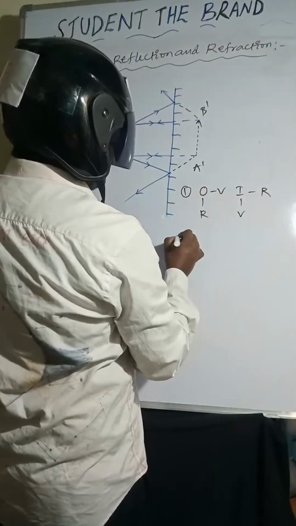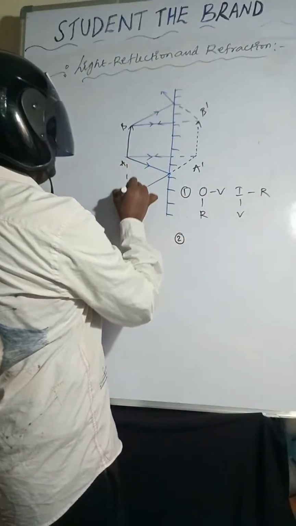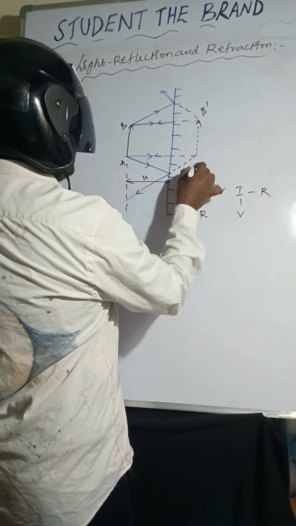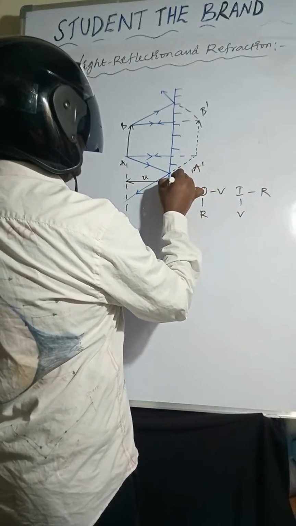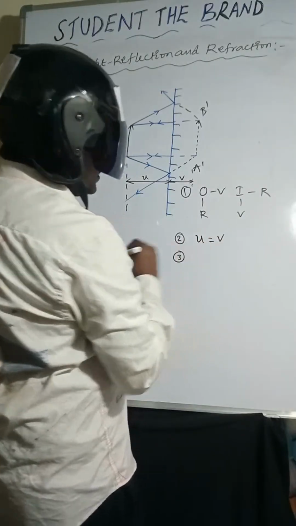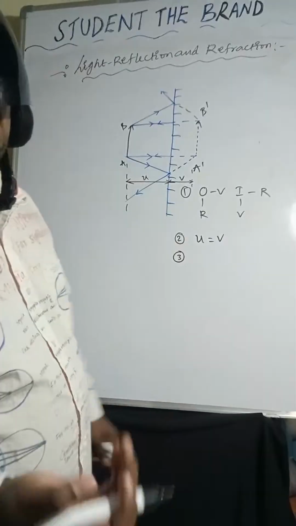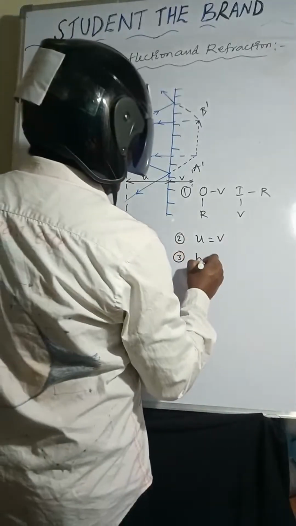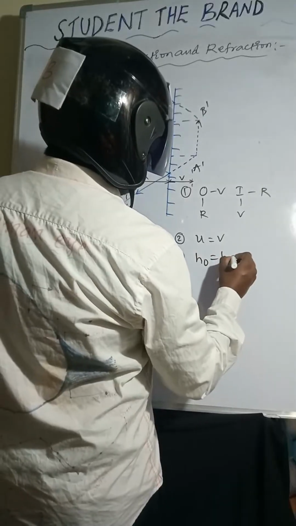Point number 1. Point number 2. So the distance between object and mirror is called object distance. The distance between mirror and image is called image distance. Object distance is equal to image distance. And the next one, height of the object is equal to height of the image.